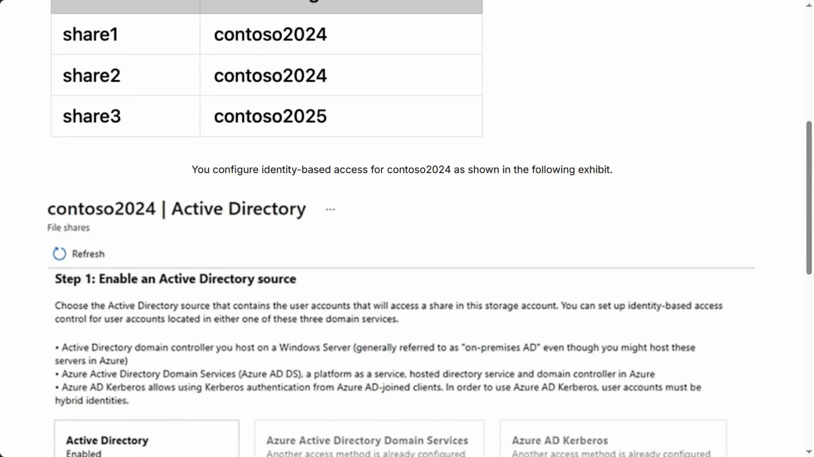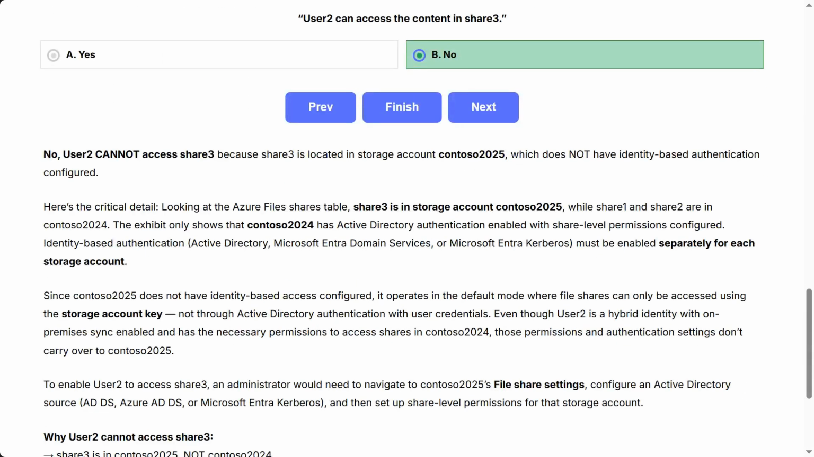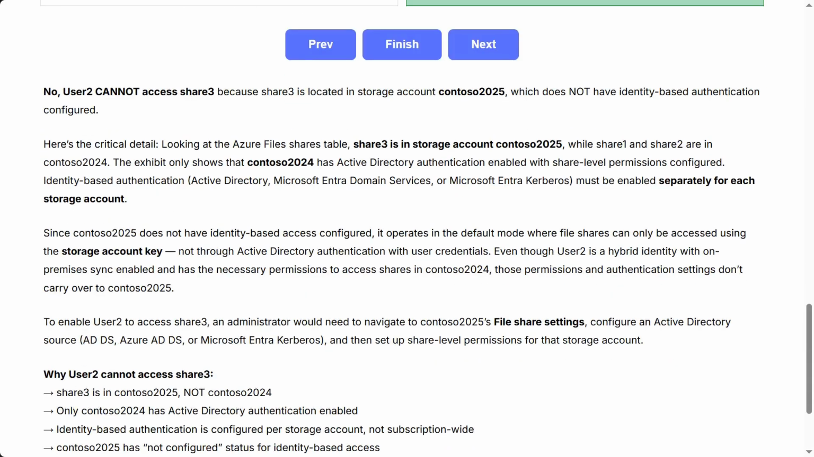Looking at the table, Share 3 is in Contoso 2025, while only Contoso 2024 has identity-based access configured, as shown in the exhibit. No, User 2 cannot access Share 3 because Share 3 is located in storage account Contoso 2025, which does not have identity-based authentication configured.